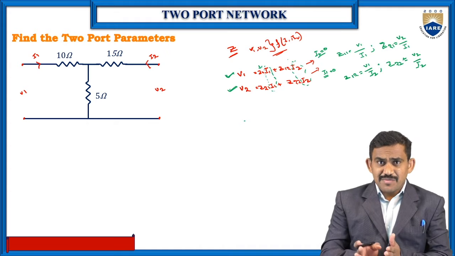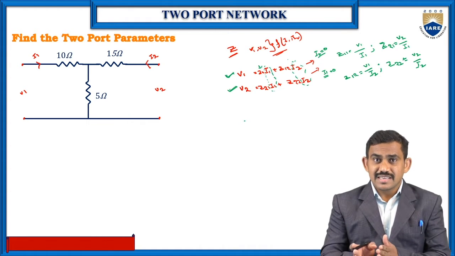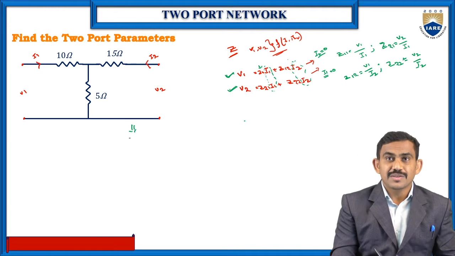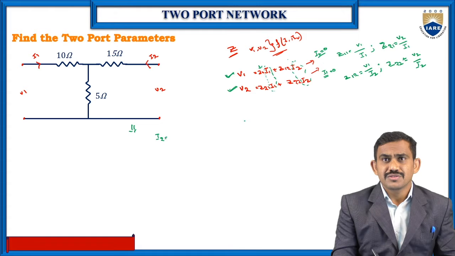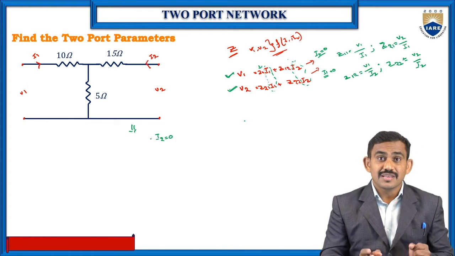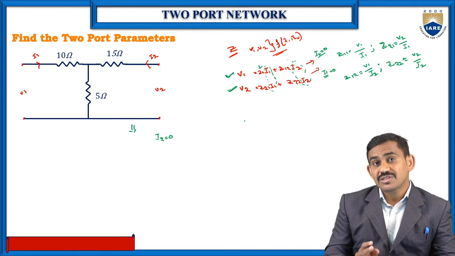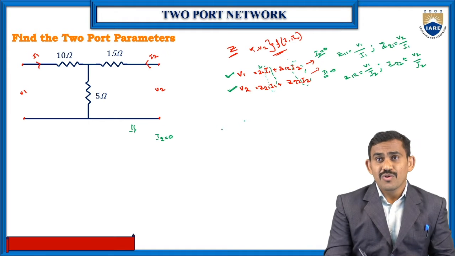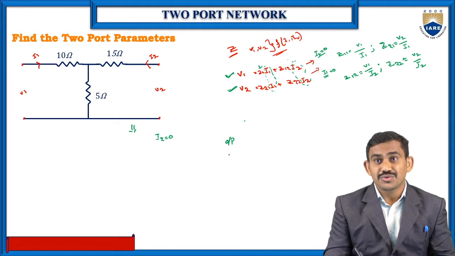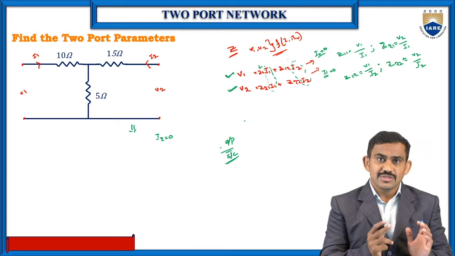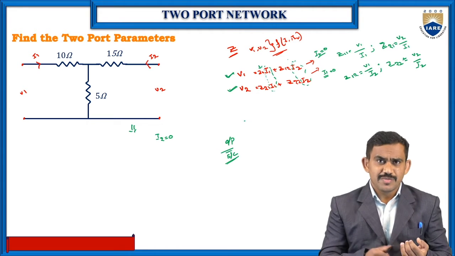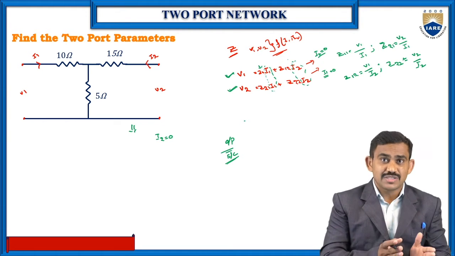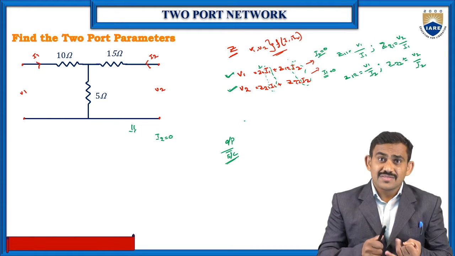Now, using the same conditions, I want to draw the circuit. What is the first condition? I2 equals 0. Now observe clearly. I2 equals 0 means the secondary side is open. So we have open circuit and short circuit, two conditions we need to use for Z parameters and Y parameters, depending upon the condition, to solve for the parameter values.